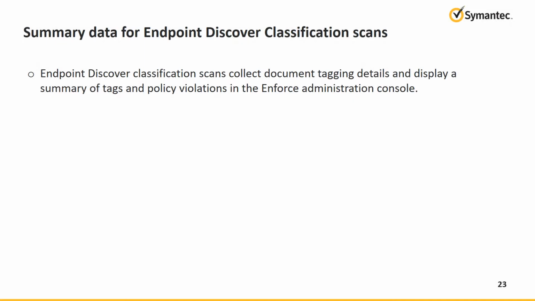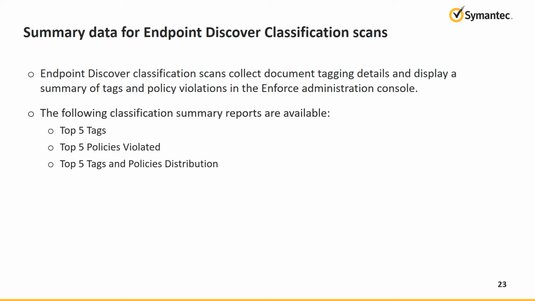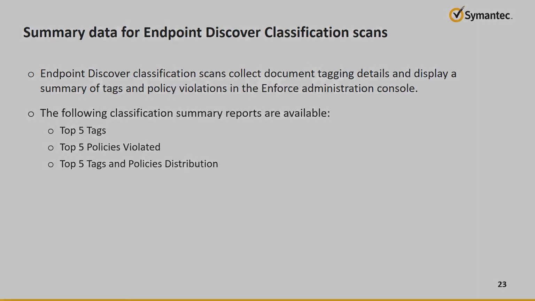When you run an Endpoint Discover Classification scan, Symantec DLP collects the details of the tagging and displays a summary of tags and policy violations in the Enforce Administration console. You can also download full reports and view the classification scan summary details for the top 5 tags applied across all agents, the top 5 policies violated across all agents, and the top 5 tags versus policies violated across all agents.